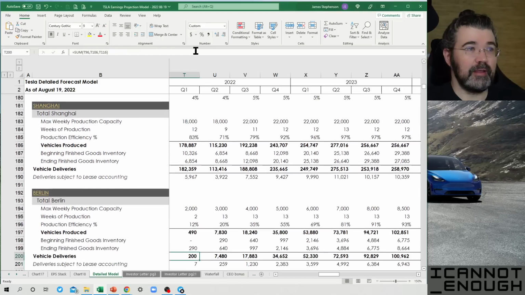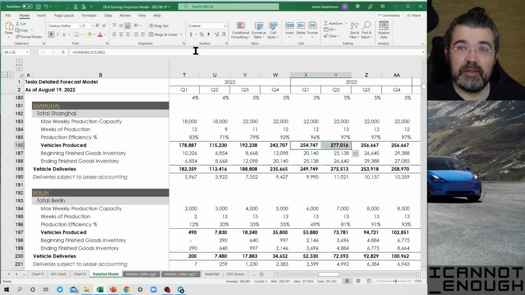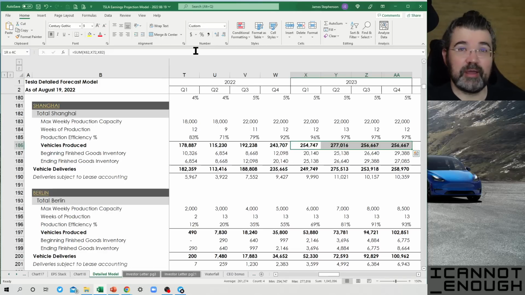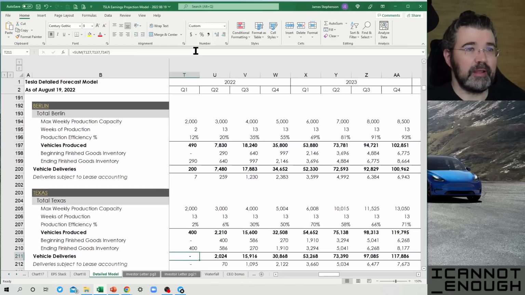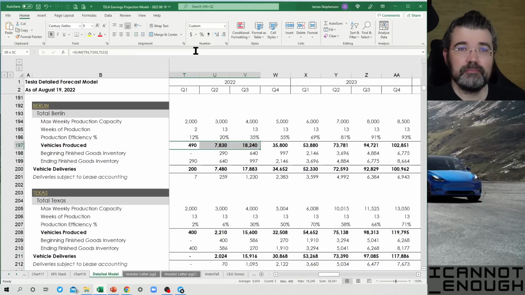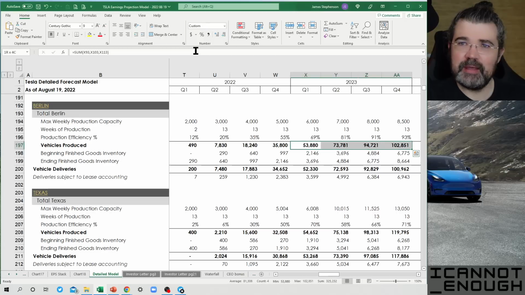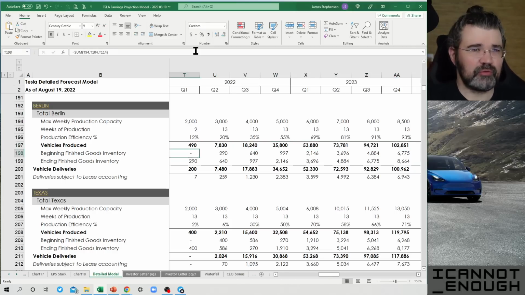For Shanghai, we can see that this year I've got them at 730,000, and next year over a million. Over a million from Shanghai is my expectation for next year. Then for Berlin, this is their first year, 62,000 for the year, and next year over 300,000. So that'll be really good for them to start contributing meaningful amounts of gross margin toward Tesla's profits next year.